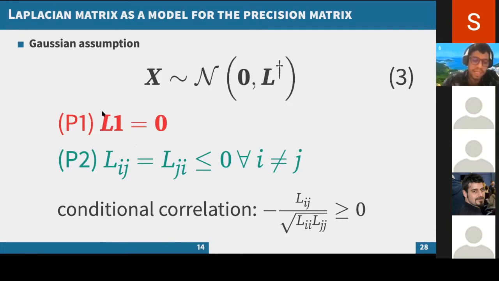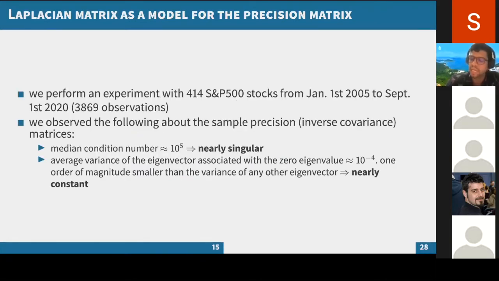And this immediately implies that the Laplacian matrix is singular, and that the eigenvector associated with the zero eigenvalue is aligned with the all-ones vector. This sounds a bit artificial, but we will see that it's actually the case in finance data. To see that, I performed an experiment with a little more than 400 stocks from the S&P 500 from 2005 to 2020, almost 4,000 observations.